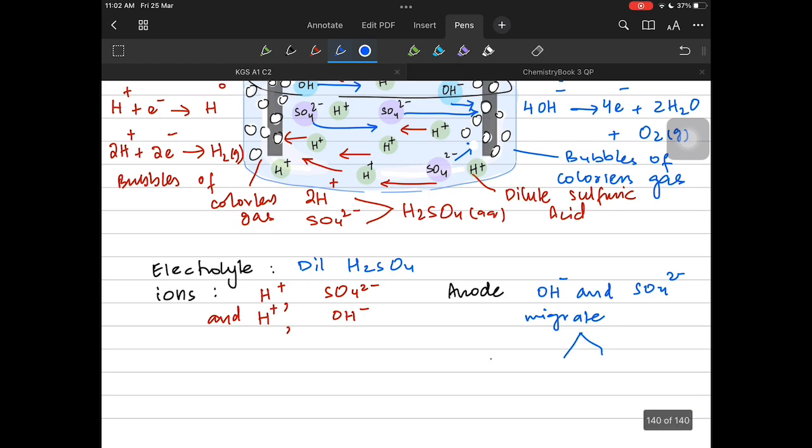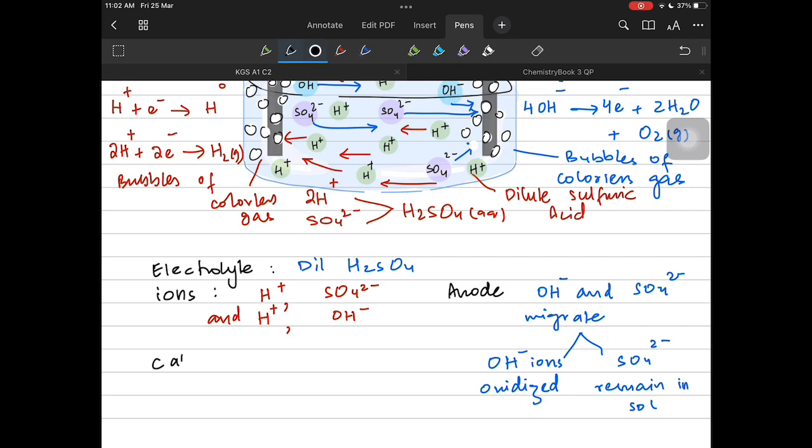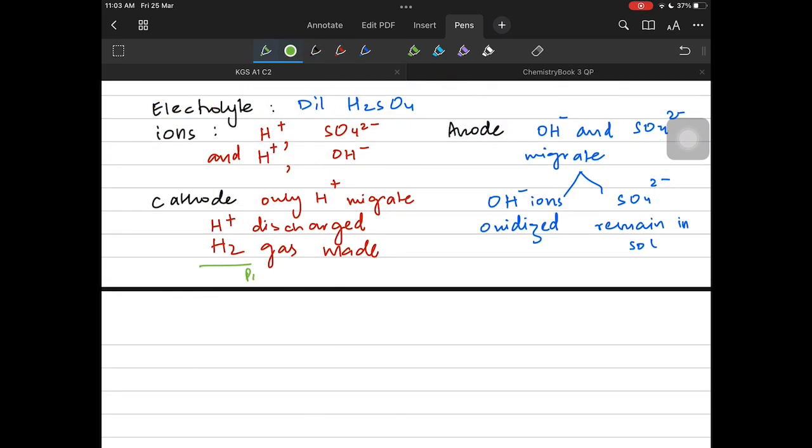But OH minus will discharge themselves, they will oxidize themselves, they will lose electrons, and they become oxygen gas. However, sulfate ions are not easily discharged, they remain in the solution. They are not discharged at all. At the cathode, there are only hydrogen ions, so it's only one possibility. So the hydrogen ions will go towards the cathode, because hydrogen ions are positive in nature. Cathode, as we know, is negative in nature. So hydrogen ions will discharge, they will gain electrons, they will do the reduction, and they will form hydrogen gas, which is our product. Bubbles of colorless gas will be received on both the electrodes.